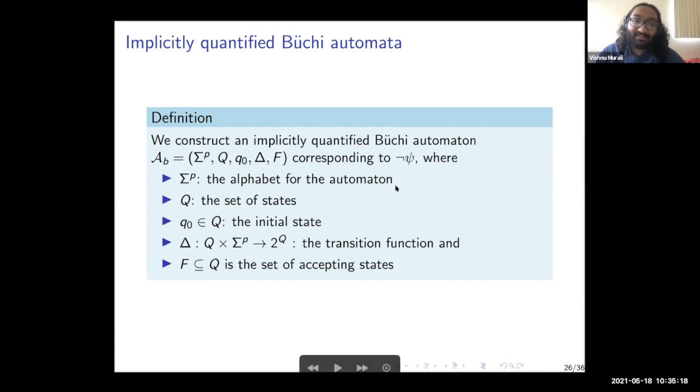This automaton also has a set of states, an initial state, a transition function which maps an input state and an alphabet to a set of states as it's a non-deterministic automaton, and a set of accepting states. A word is accepted by this automaton if the corresponding run of the word on this automaton visits an accepting state infinitely often. We note that a word is a member of sigma to the p to the omega, or we can think of a word of this automaton to be a p-tuple of traces. And with this, we arrive at our key result.